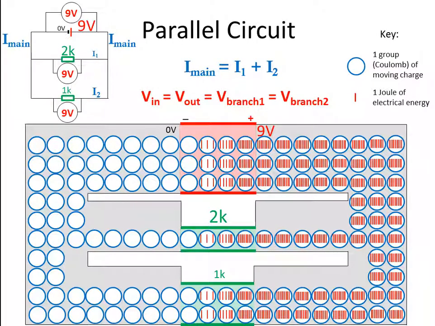So you can see, if we were to measure the potential difference across each of these resistors, what that means is we feel with our voltmeter how many joules per coulomb here and compare it to how many joules per coulomb here, and we get the difference. Here it's 9 joules per coulomb, 9 volt, and here it's 0 joules per coulomb, 0 volt. 9 minus 0 equals 9 volt. So the voltmeter tells us 9 volt.